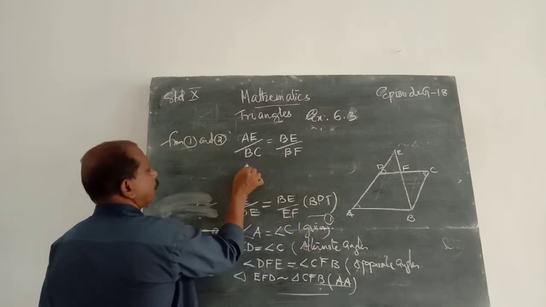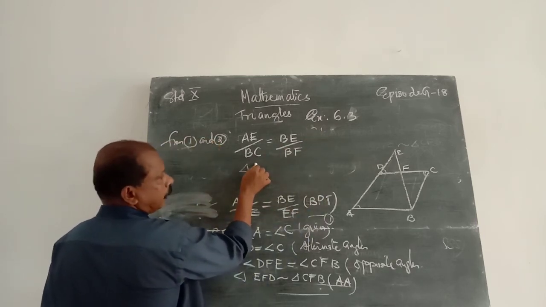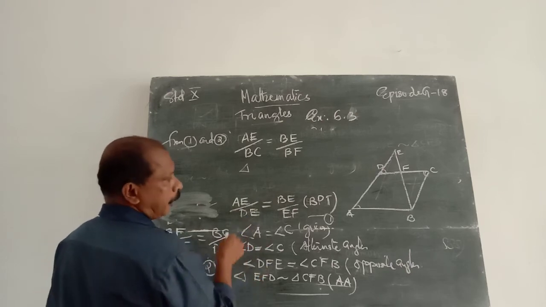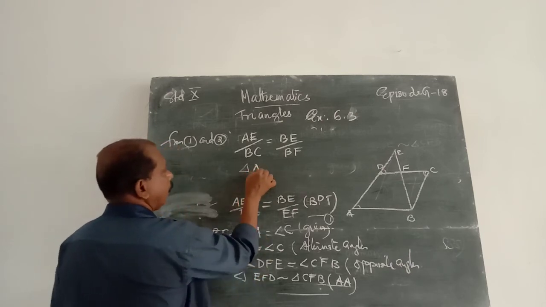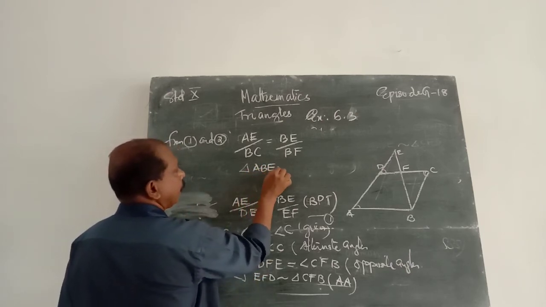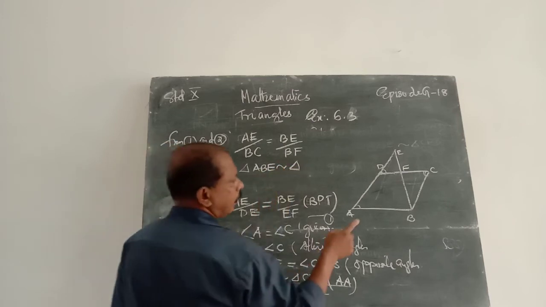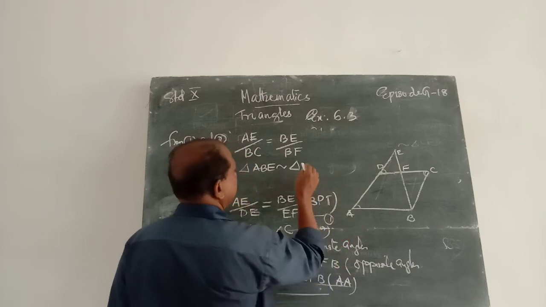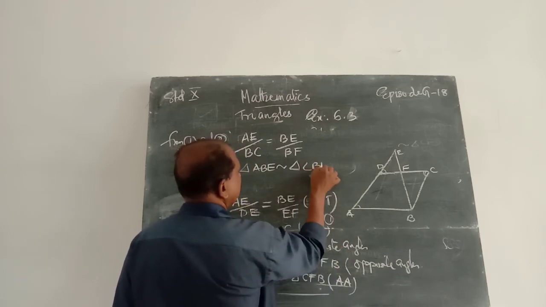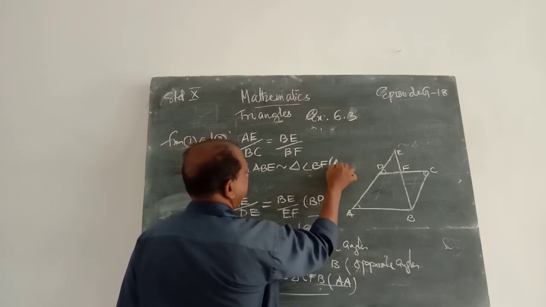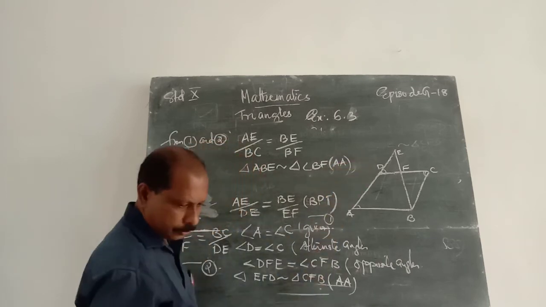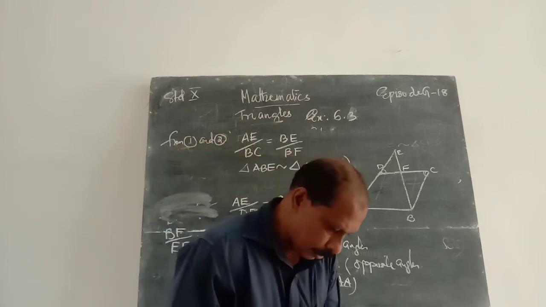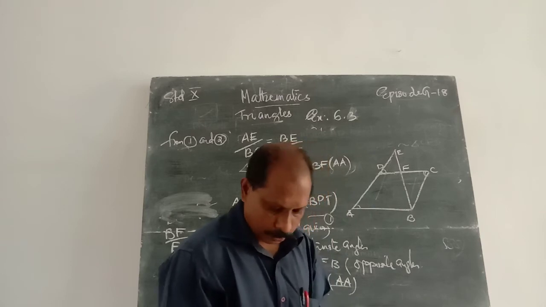Therefore, triangle ABE is similar to triangle CBF. That is angle criteria. Okay.